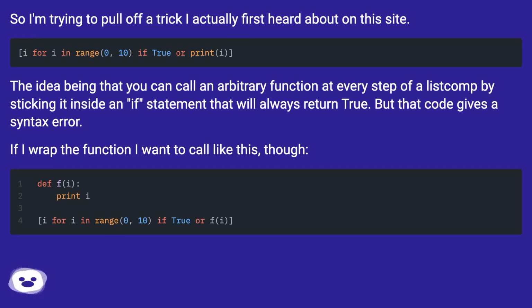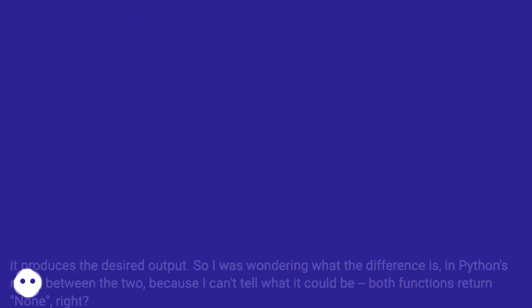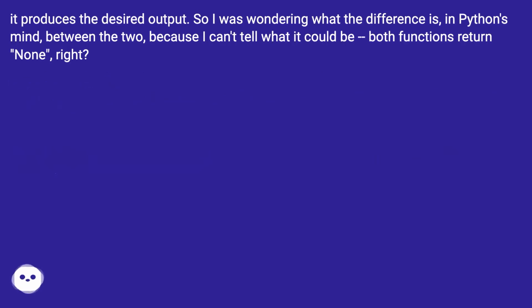If I wrap the function I want to call like this, though, it produces the desired output. So I was wondering what the difference is in Python's mind between the two, because I can't tell what it could be. Both functions return None, right?